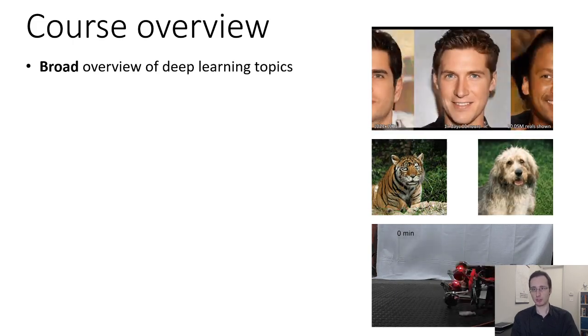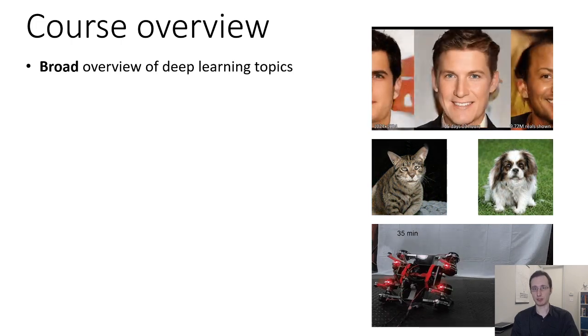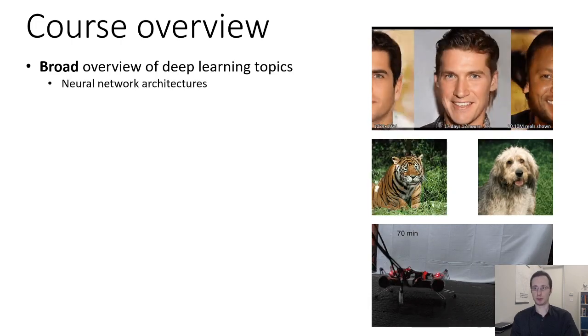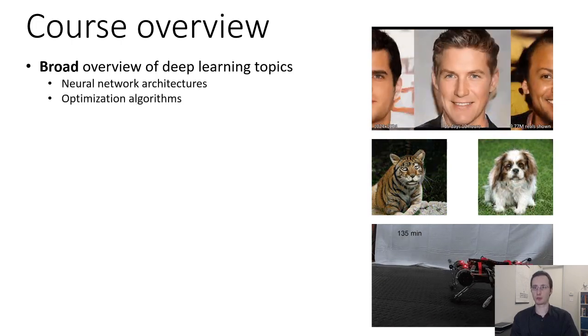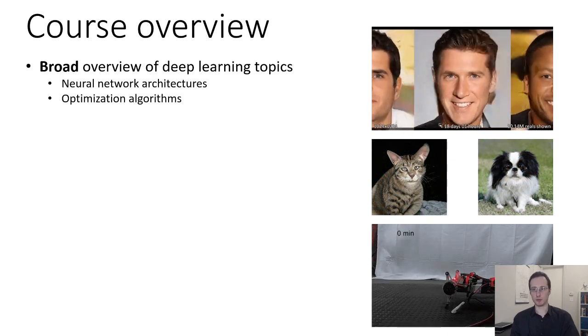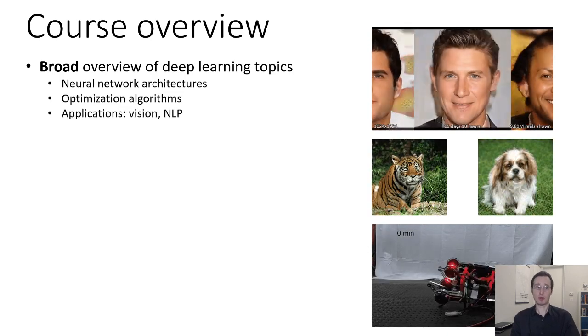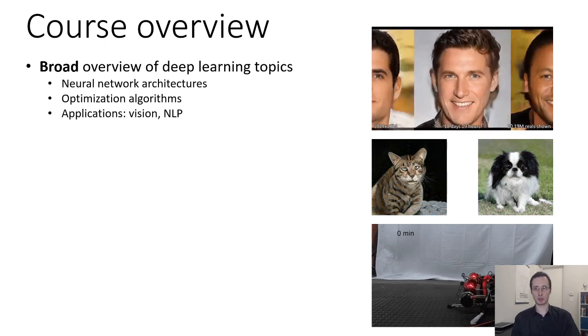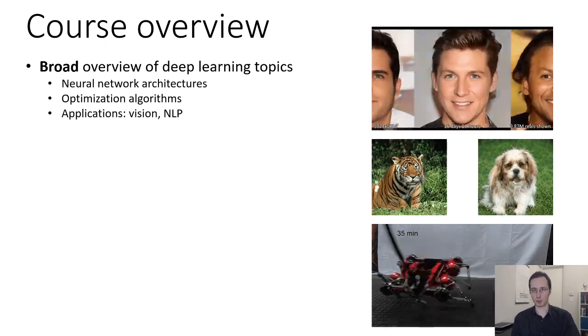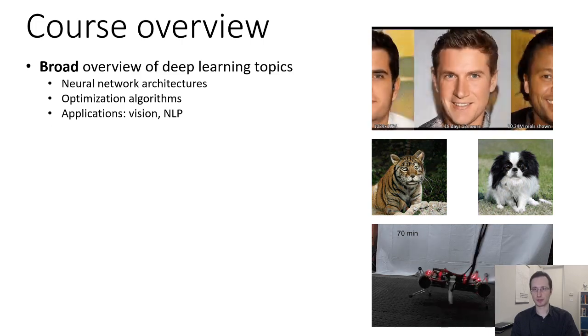So this course is really meant to give you the lay of the land in the world of deep learning. We're going to talk about neural network architectures. We're going to talk about optimization algorithms. We're going to talk about some applications. We'll cover applications in computer vision, in natural language processing, and probably a few other areas.